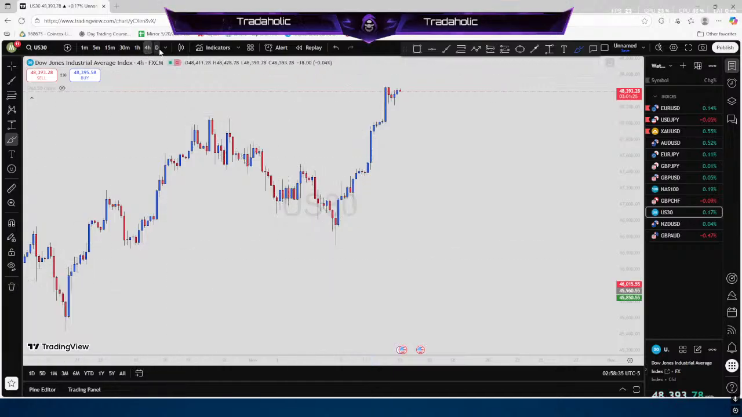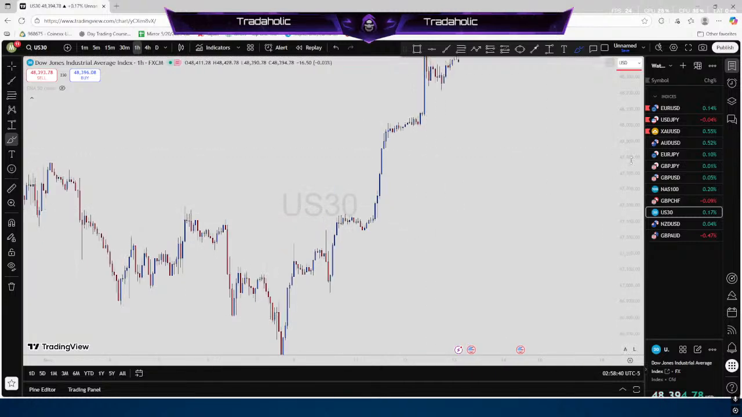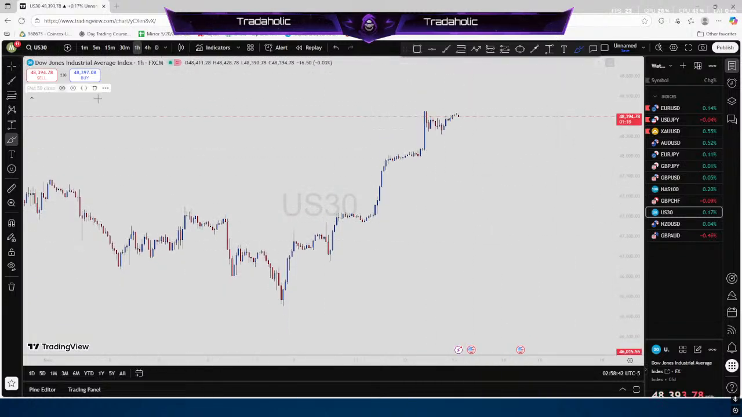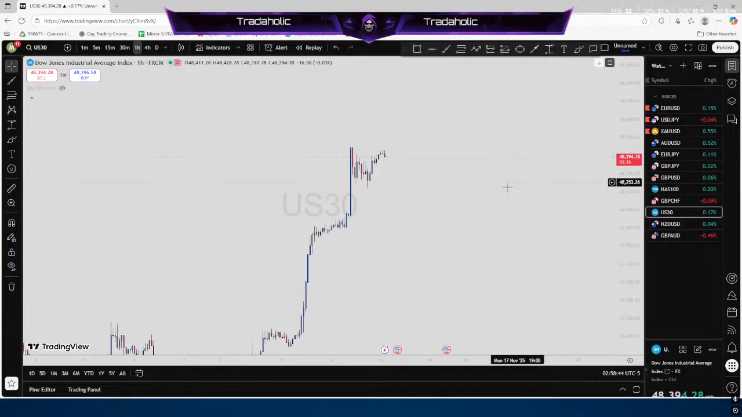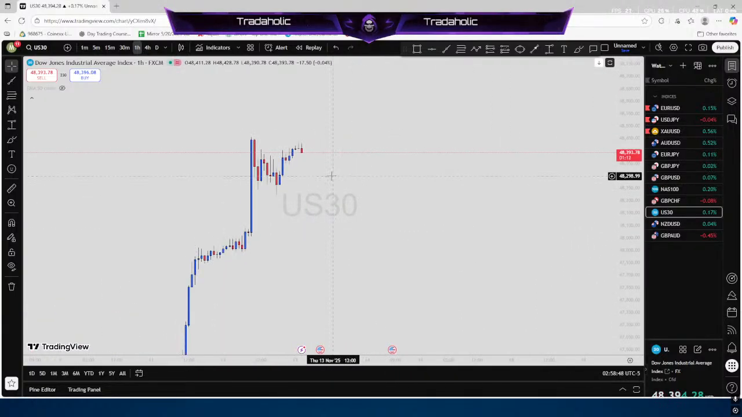So buyers are in control of the 4-hour time frame. Buyers are in control of the daily time frame as well. Makes more sense to look for buy opportunities. Going on the 1-hour time frame, again, very self-explanatory. Buyers are definitely in control. Let's look at levels now. So we're looking for buy opportunities, but we don't want to buy at any random given point of price.